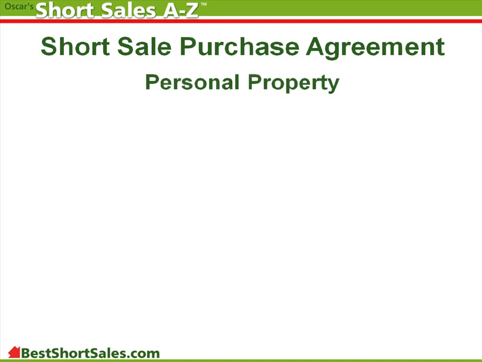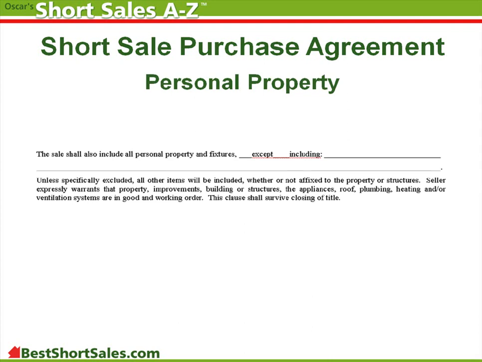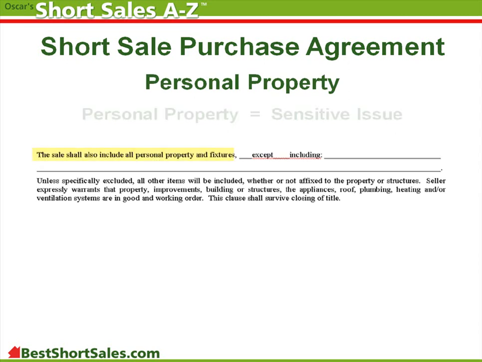Personal property. In short sales, it's paramount to define what stays and what doesn't. This is a sensitive issue. It is not uncommon for homeowners in financial distress to remove building components such as expensive chandeliers. The contract states the sale shall also include all personal property and fixtures, selecting except names all that goes with the seller, or selecting including means everything that stays with the property.